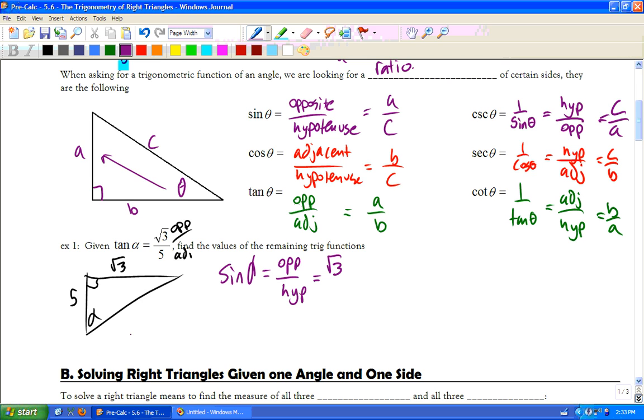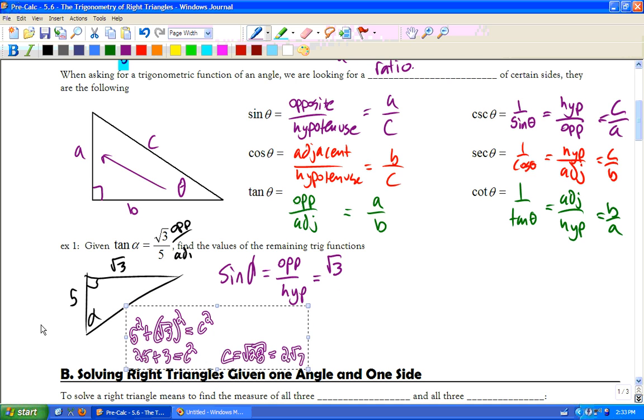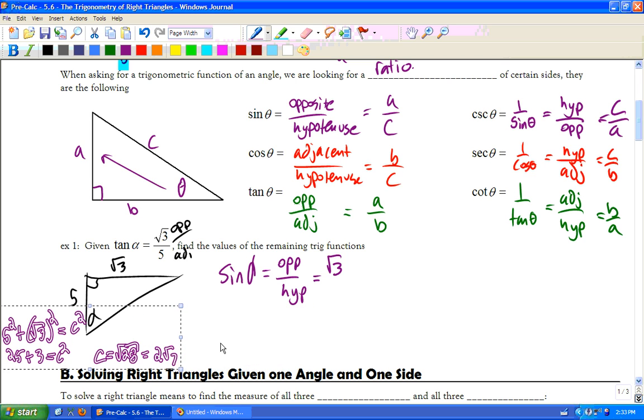Well, go back to Pythagorean's theorem. 5 squared plus the square root of 3 squared equals c squared. 25 plus 3 equals c squared. C will equal the square root of 28. If you want to, you can simplify that to 2 square roots of 7. So, we're going to take this, move it over here, and just go with c equals 2 square roots of 7. So opposite square root of 3 over 2 square roots of 7.